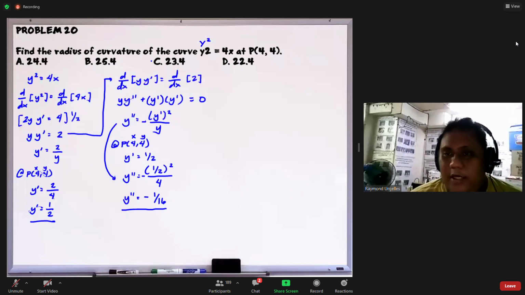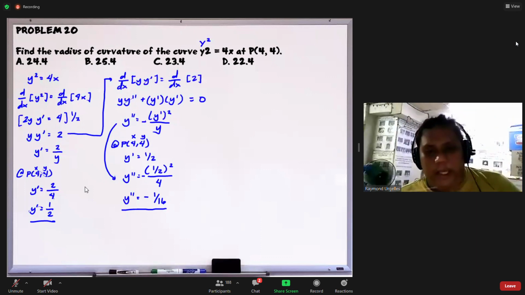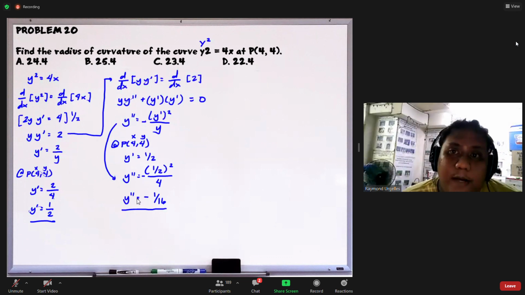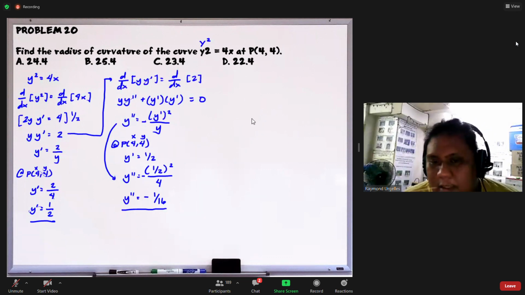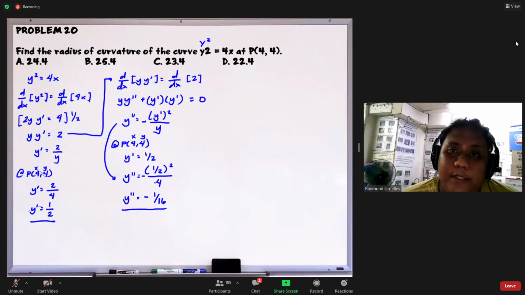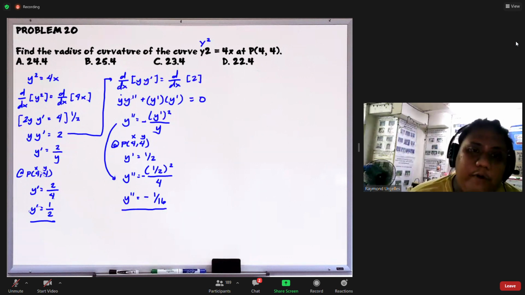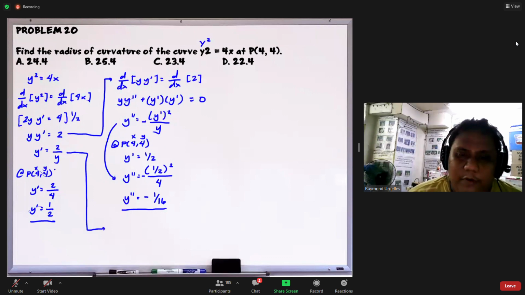So we have y prime, and we have y prime prime. Therefore, the next step is to solve for the radius of curvature. But first, let me show you one more way to solve for y prime prime, that is by using this equation. If we use this equation, it's straightforward.